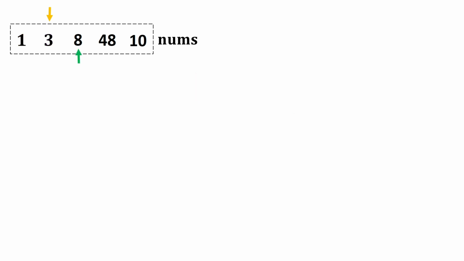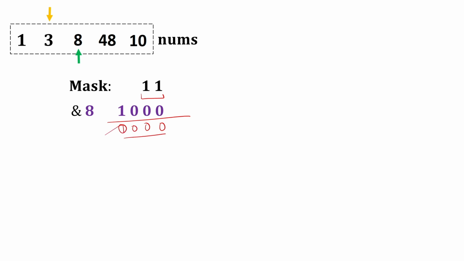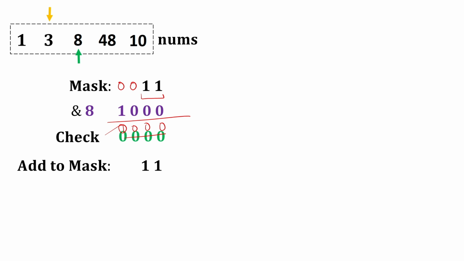Now let's see if I can add an 8. This is my mask. How do I check if I want to add 8 or not? I take the AND. So now you see there is no conflict at the set bits. 1 and 0 gives you a 0, 1 and 0 gives you a 0, 0 and 1, 1 and 0. This is all zeros. So it all evaluates to being false. That means 8 can be added because there is no place where there is a conflict. So the check has passed. Add to the mask.